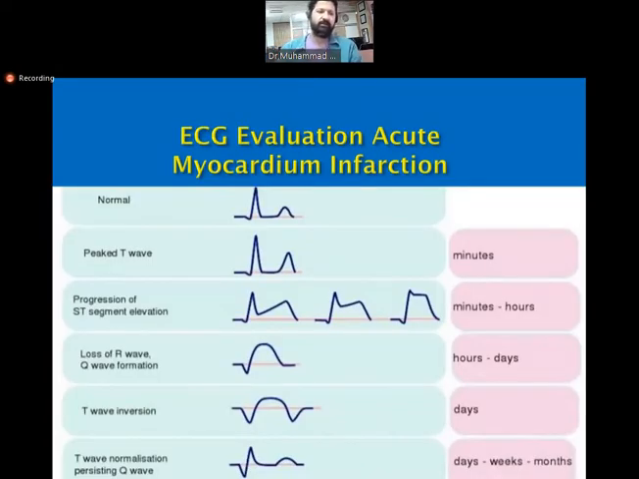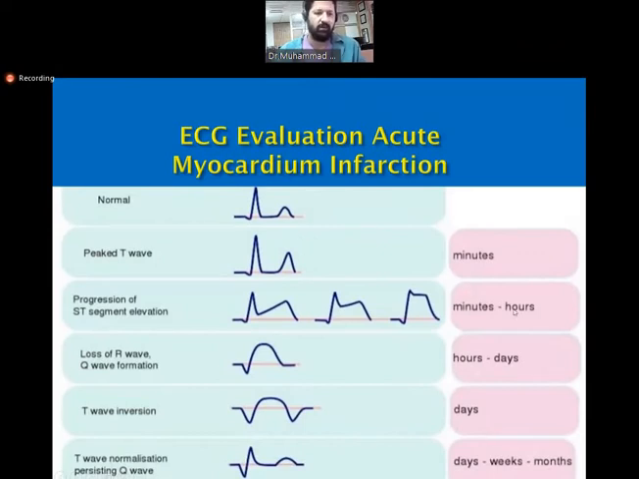This is an overview of the ECG and how it changes as chest pain evolves. This is the normal ECG, which shows that the ST segment starts from the end of the QRS complex till the beginning of the T wave. Usually it is on the isoelectric line, not positive, not negative. It is a straight, horizontal line. So when chest pain occurs or ischemia starts, within minutes the T waves get enlarged, which is called hyperacute T waves or peaked T waves.